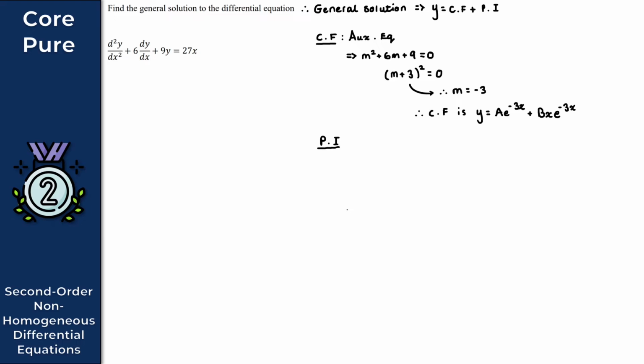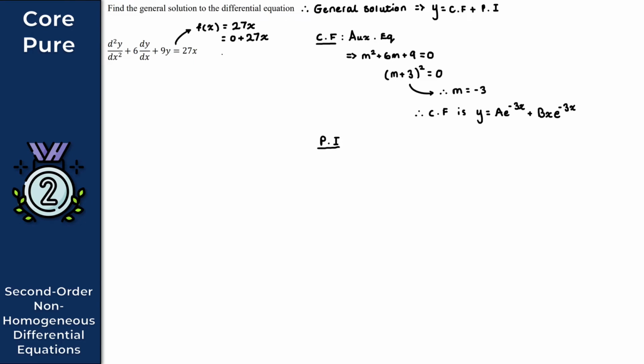This is where things start to get a little bit more complicated in solving this second order non-homogeneous differential equation. So where do we begin? Well, as we can see, f of x is equal to 27x. This is just the same as 0 plus 27x, so it's of the form p plus qx.